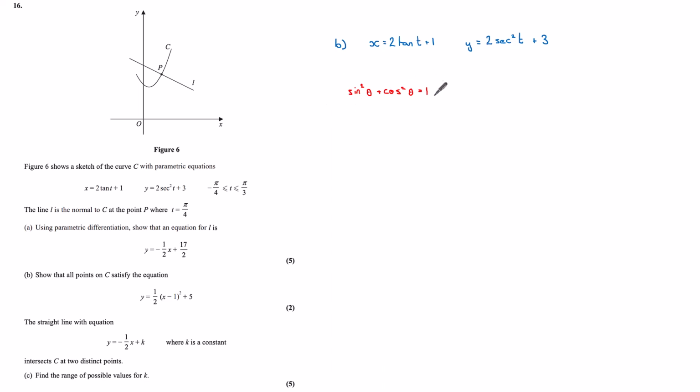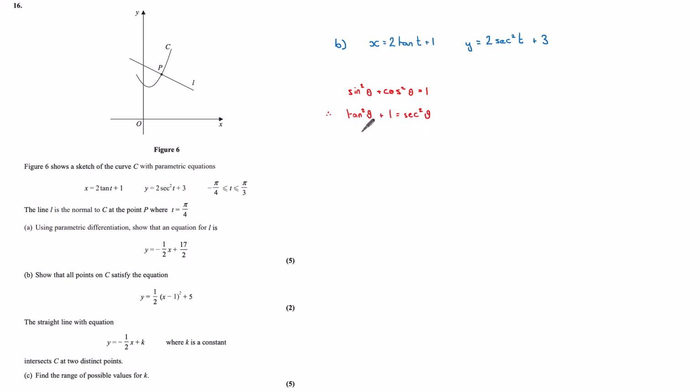Now, this is the one I always remember, and with this one, I can derive further trig identities. In this case, if I divide every term by cos squared, then sine squared over cos squared is tan squared, cos squared over cos squared is 1, and 1 over cos squared is sec squared. And so this identity here, tan squared plus 1 is equal to sec squared, is what we're going to use to equate our x and y.